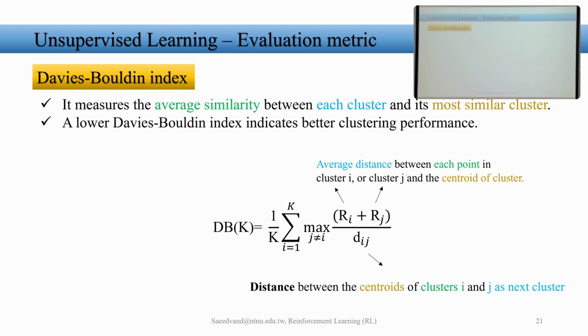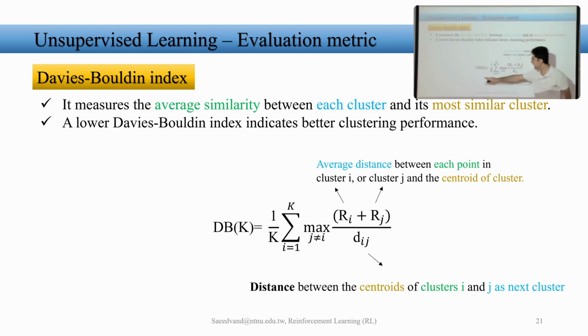And as the third and last metric that we want to study, we say it measures the average similarity between each cluster and its most similar cluster. And here, in contrast to the previous one, with Davies-Bouldin, we say that a lower value means better clustering performance. And let's have a look at how the equation looks.